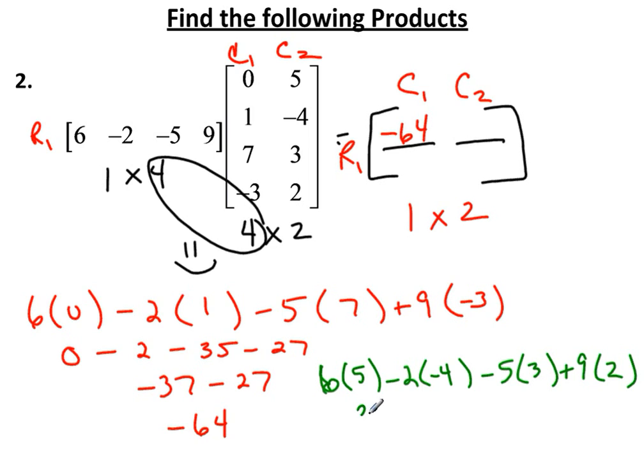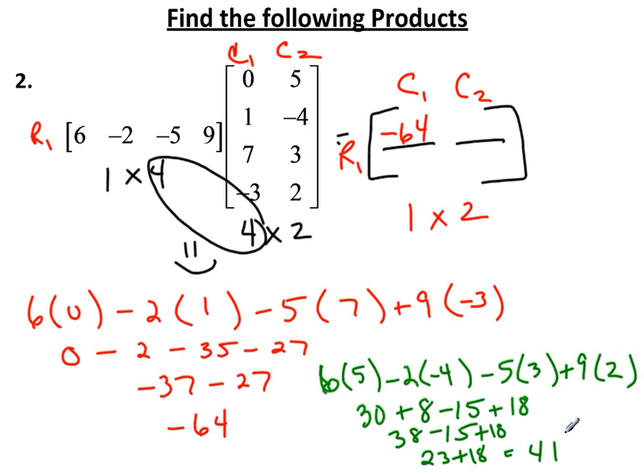6 times 5 is 30. Then I get a positive 8, a negative 15, and a positive 18. Add left to right, I get 38 minus 15 plus 18. If I subtract 38 minus 15, it's going to give me a 23 plus 18, which gives me an answer of 41. And I get a 41 right here. And that's how you multiply those two matrices together.